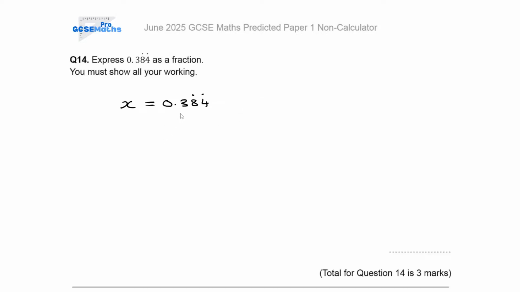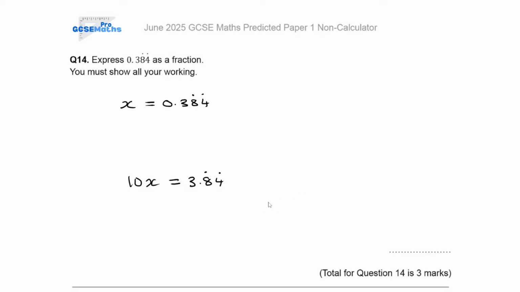Now, the first thing I want to do is isolate in my decimal just the recurring part. So you see how the 3 does not recur? So I'm actually going to move that out of the way. So I, in this case, would use 10x, just because that will move the 3 out of the decimal. So I can isolate the recurring part.